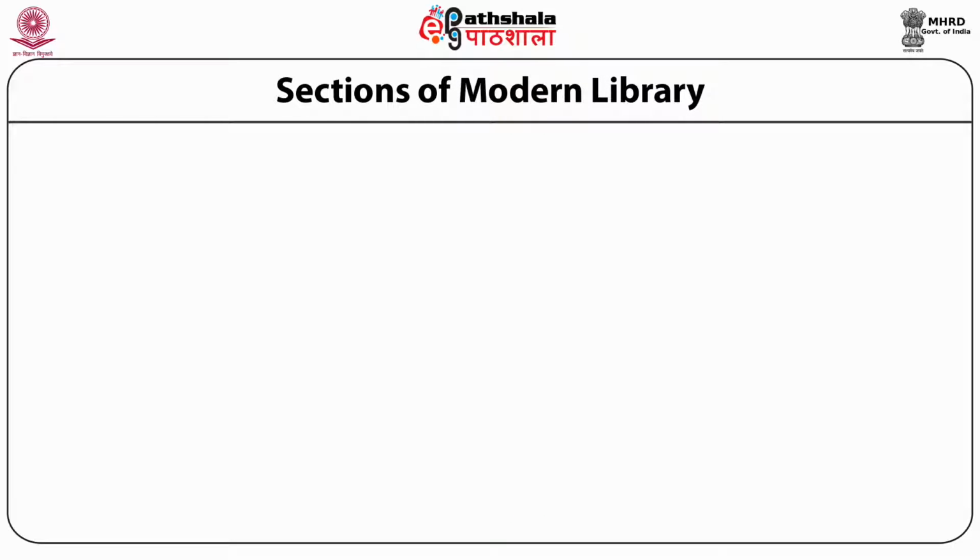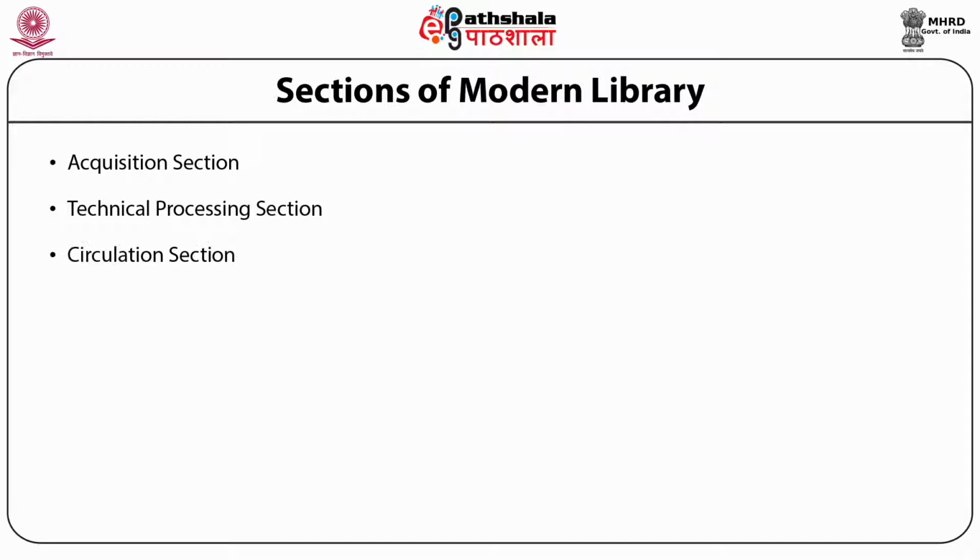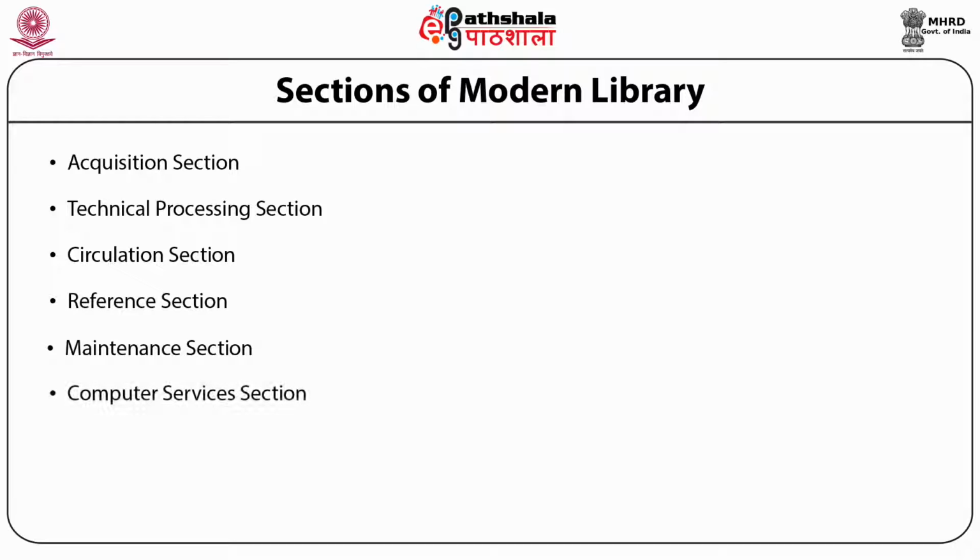Sections of modern libraries. Most libraries adopt a function-based organizational structure to carry out different functions of the library. The functional structure divides the library into functional divisions or sections such as acquisition, technical processing, circulation, reference, maintenance, computer services, and administration and accounts section. We'll cover functions of these sections one by one.